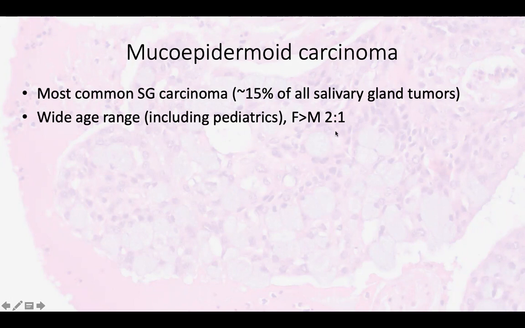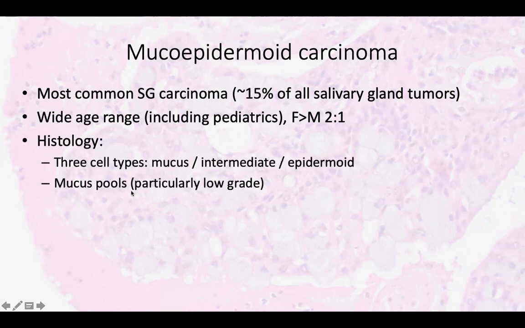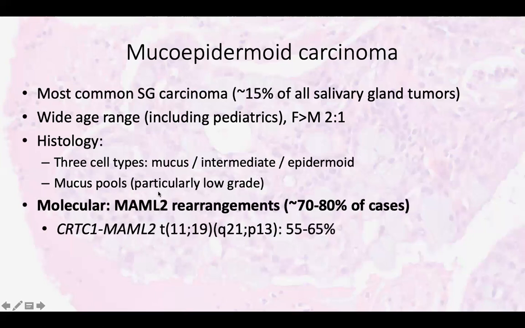This is a female predominant tumor. And the histology is like we just showed. There are 3 cell types: mucus cells, intermediate cells, and epidermoid cells. I'll show you those again in some other pictures. And then we tend to get these mucus pools, particularly in low-grade lesions, which tend to have more cystic differentiation.